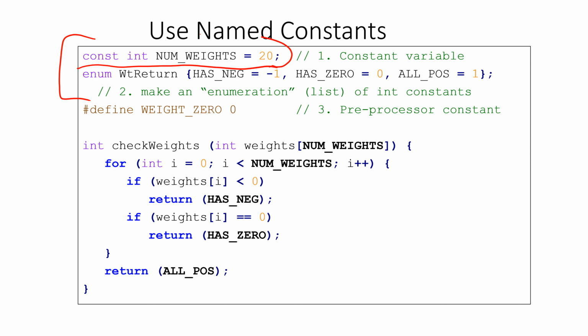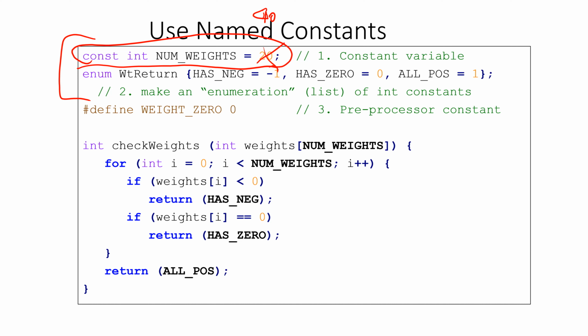So everywhere where I see num weights, the compiler will actually just use 20. The code is just as efficient. The compiler doesn't care. But for a person reading this, it's just easier to read num weights than 20. That tells you what it is. And remember that magic number: if I ever decide that 20 is not the right number anymore, I can change this to 40, and I'm confident that it worked everywhere.